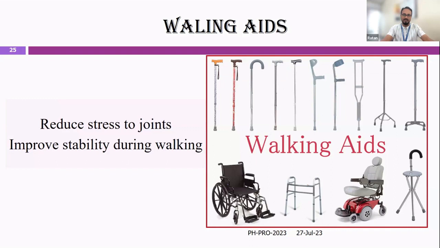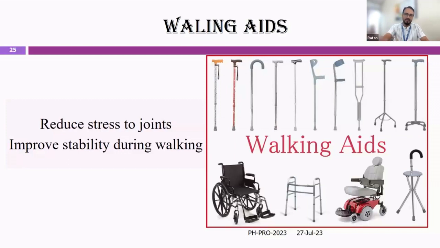Varieties of walking aids are available in the markets. People may choose based on their convenience, their capacity or their needs. But eventually these walking aids are designed to reduce stress in the joint and improve stability while walking. So people who are in a very severe situation may end up in a wheelchair, or even a walker.